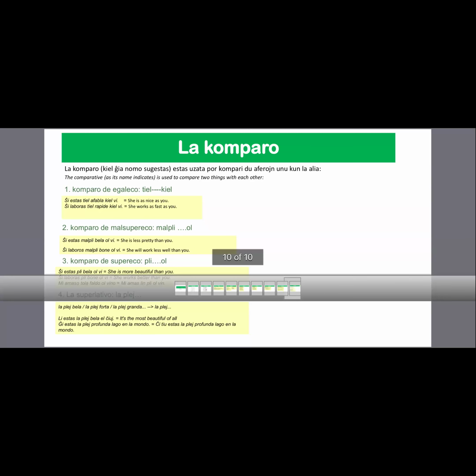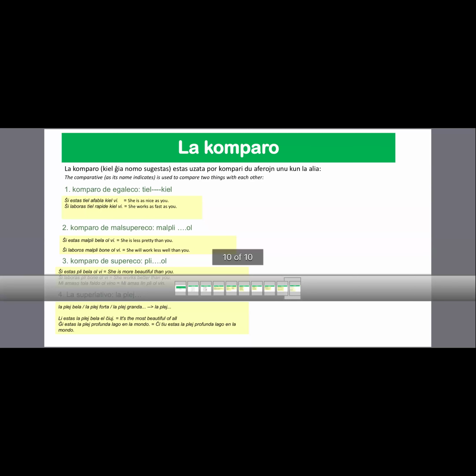So this is the equal. She labora tiel rapide KLV. She walks as fast as you. So if you use TLKL, this shows that there is an equality, an equal side.